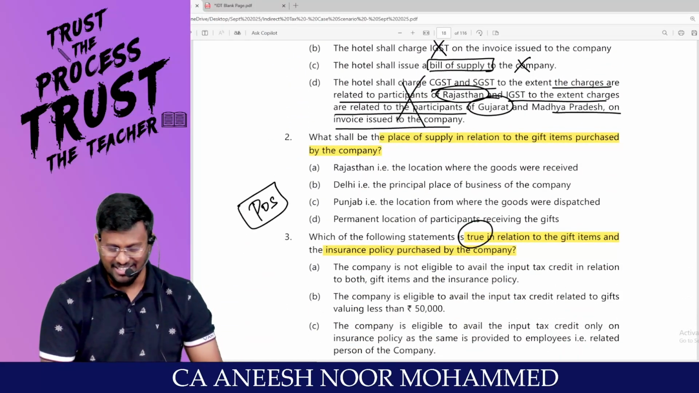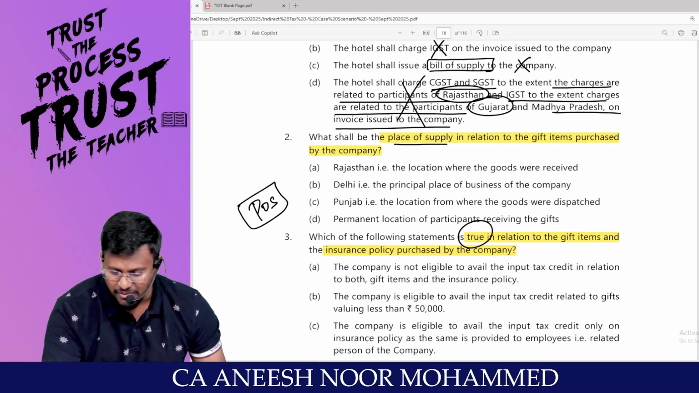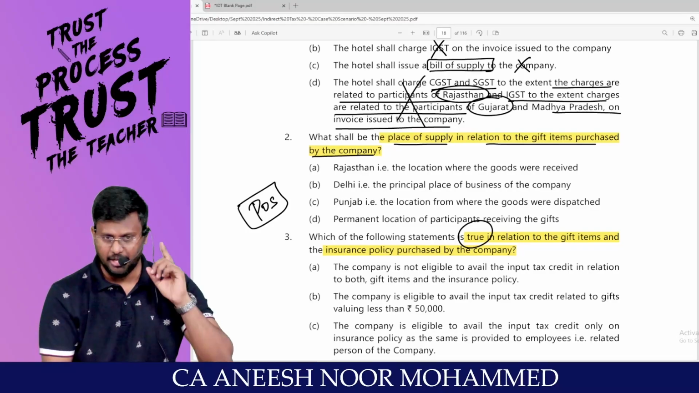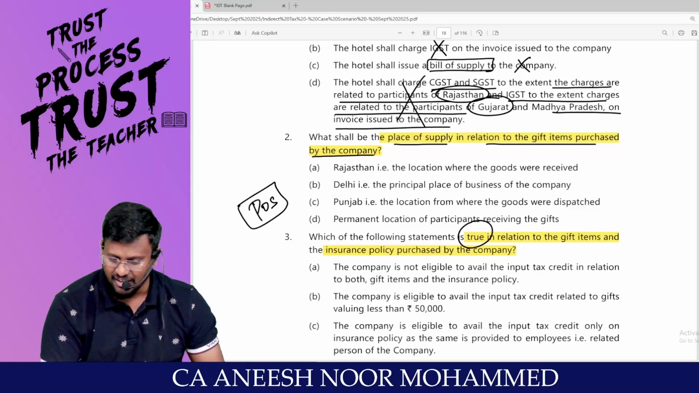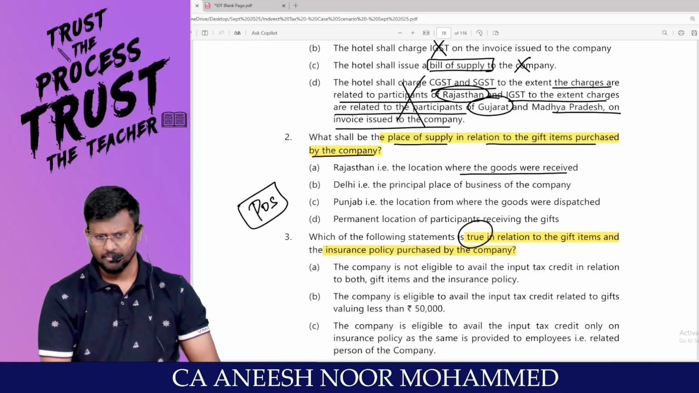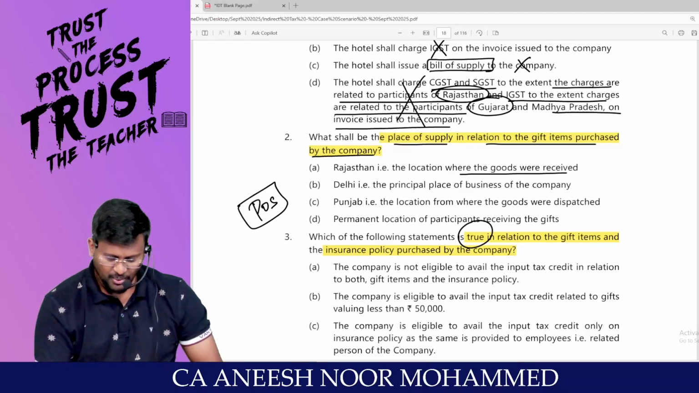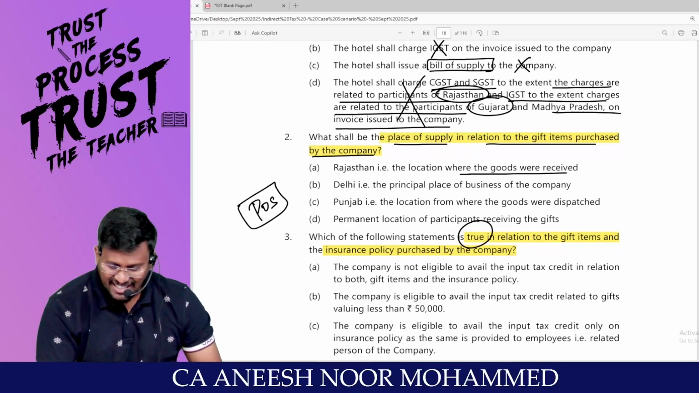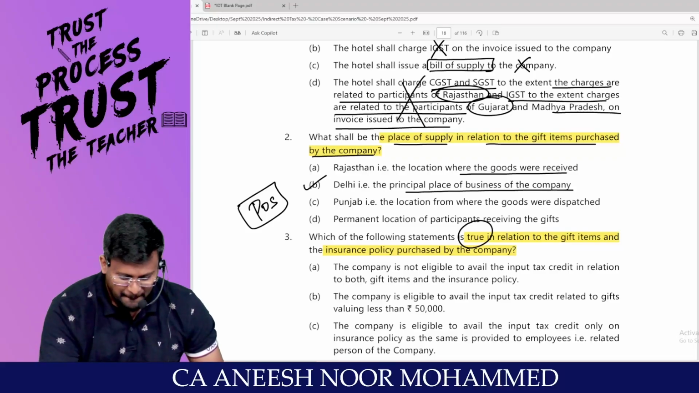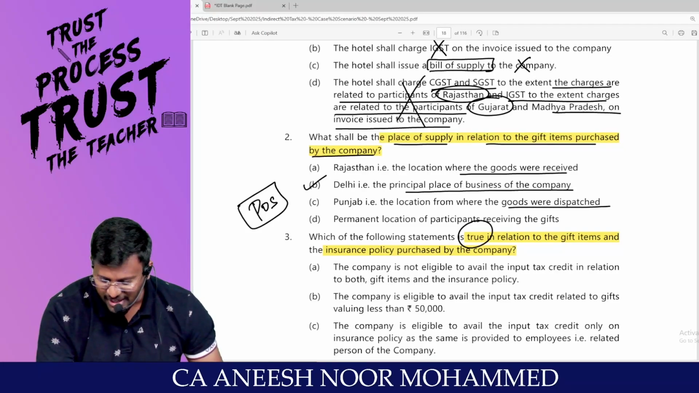Now I am going to read the answers. What shall be the place of supply in relation to the gift items purchased by the company? First one, Rajasthan, that is the location where the goods were received. Is that the right answer? Okay. Delhi, that is the principal place of business of the company. Okay. Punjab, the location where the goods were dispatched.